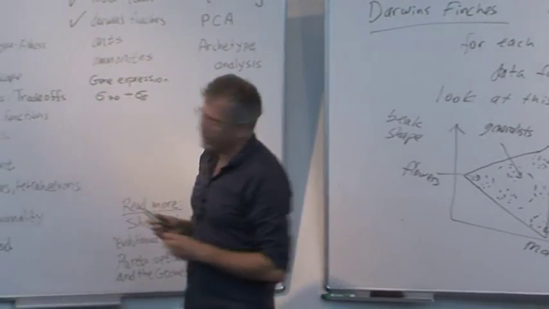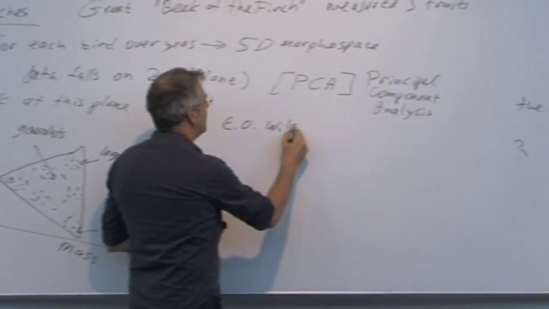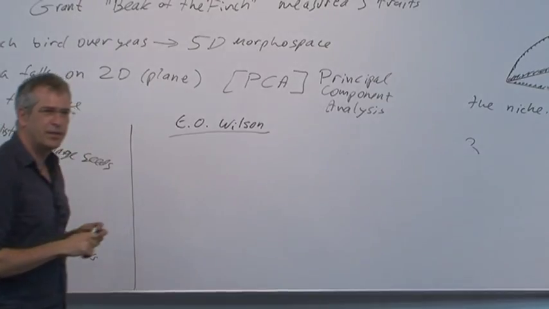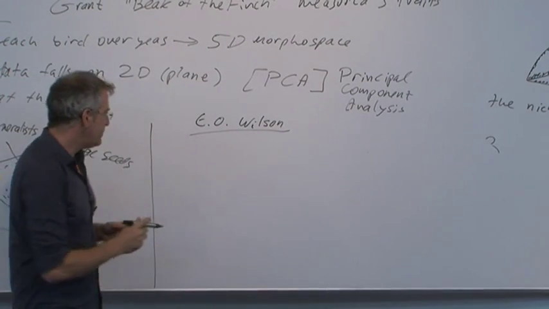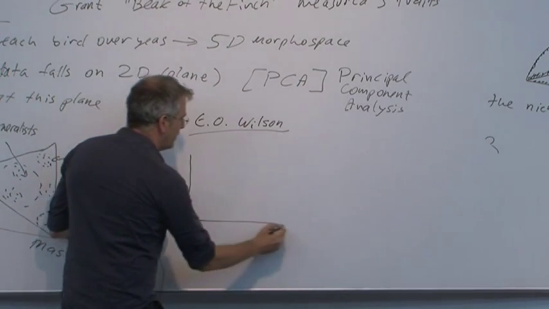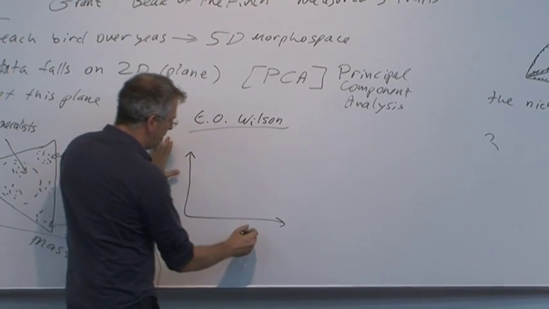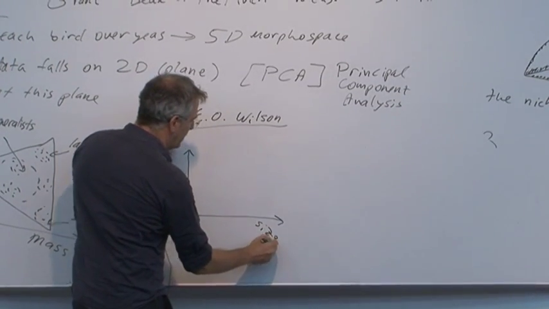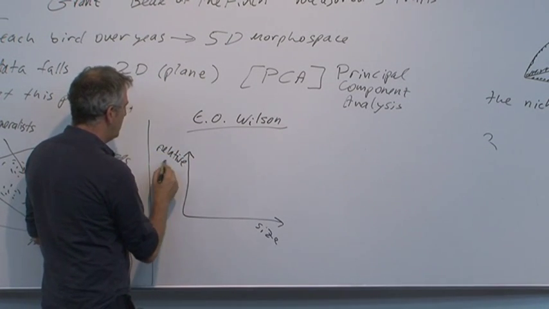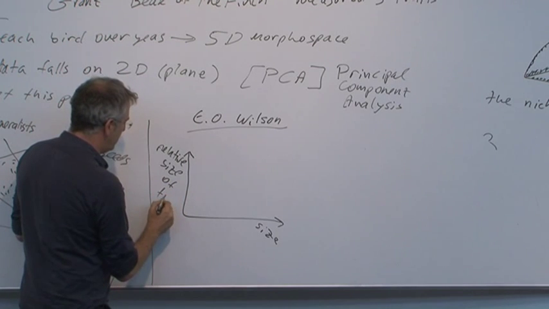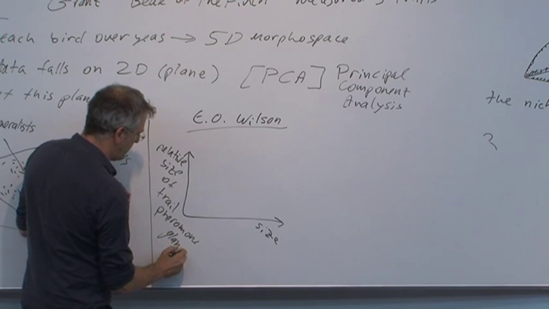Darwin's finches. Okay, let's talk about ants. So this is E.O. Wilson, who invented words like biodiversity and worked on conservation. Still alive. And he looked at the leafcutter ants, and he plotted here something like their size and the relative size of the trail pheromone gland.